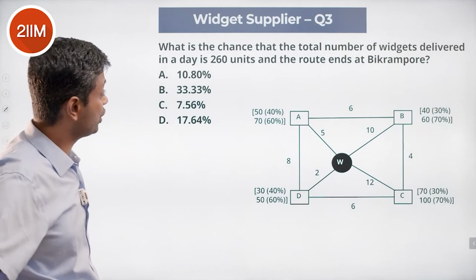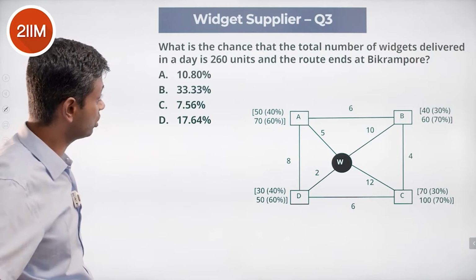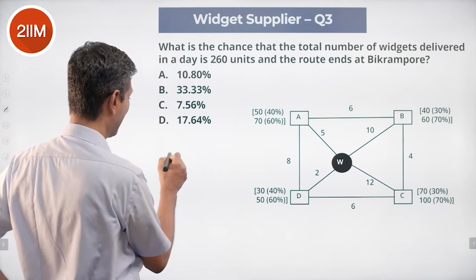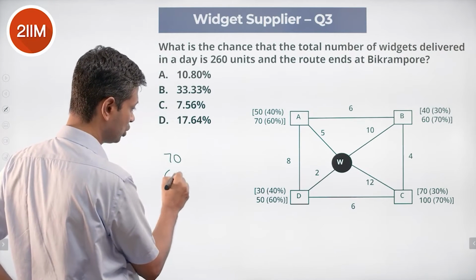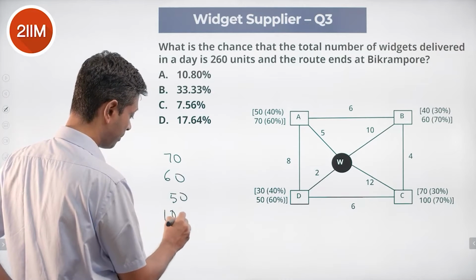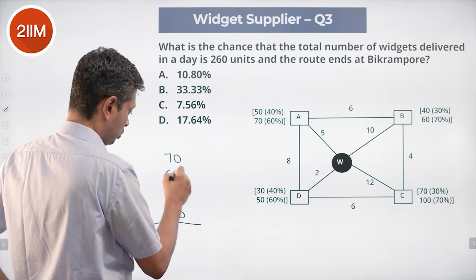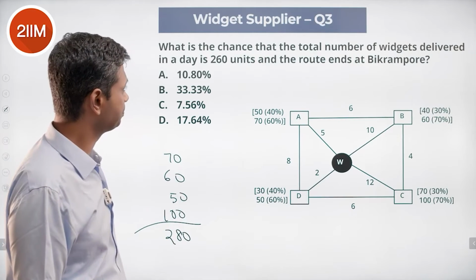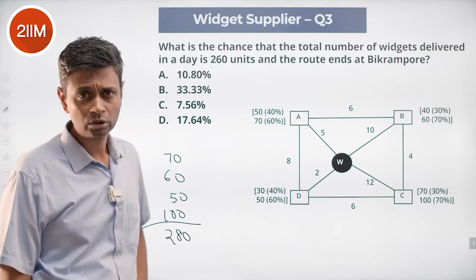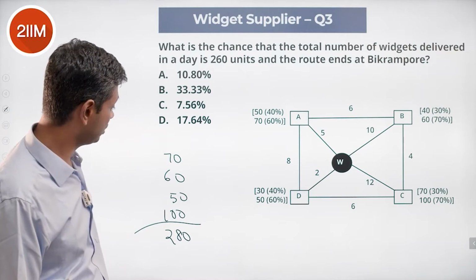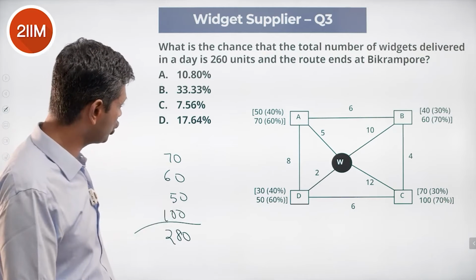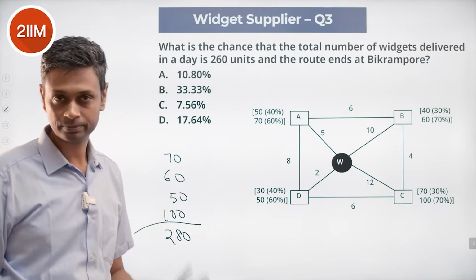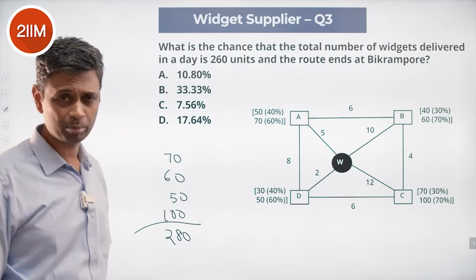What is the chance that the total number of widgets delivered in a day is 260 units and the route ends at Bikrampur? 260 is a friendly number because I already knew this. I added the totals, which is 70, 60, 50, 100, the maximum possible. 130, 180 is 280, and I have a 260. And so I'm doing a 260 units. That means I'm 20 short. That means my 20 short could have come at A or D or B. And so I end at Bikrampur.